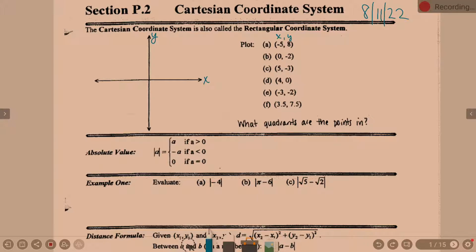And when we get down to the end, we're also going to talk about what quadrants these ordered pairs are in. Do you remember your quadrants? A, B, C, and D. 1, 2, 3, 4. Be serious with me, Noah.